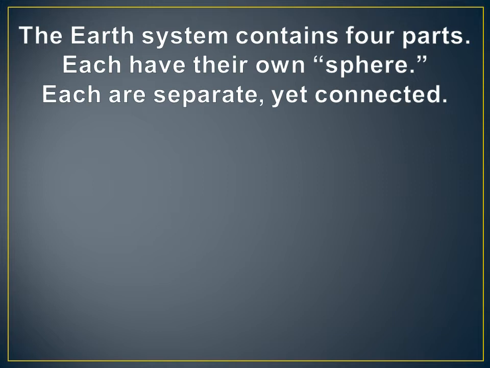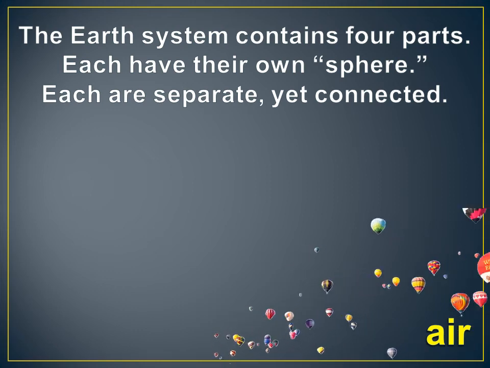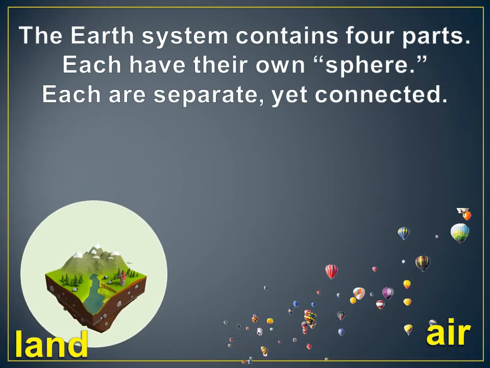Now, the Earth system also contains four parts. These four parts we call spheres, spheres of the Earth. They are a part of the Earth system, which means that they are separate, but they are connected. They work together in some way. Let's look at these. First one, air. Next one, land.